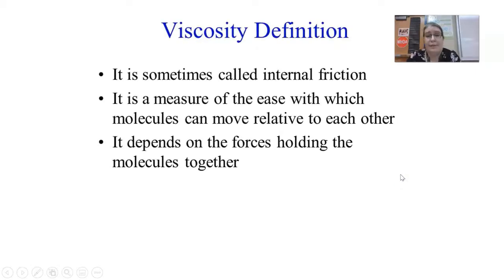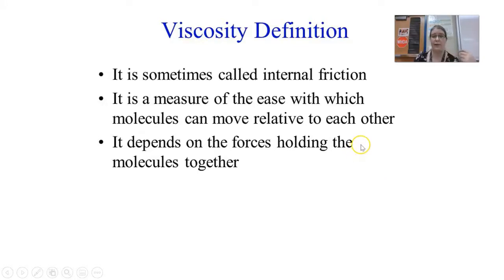So first things first, let's define viscosity. Sometimes you'll hear people call it an internal friction. It's a measure of how molecules can move or flow relative to each other. As we talked about in class, how liquids, molecules can move and flow. And a molecule that can move and flow around each other very easily has a low viscosity, whereas a molecule that's tangled or has a lot of forces keeping it from moving has a very high viscosity.